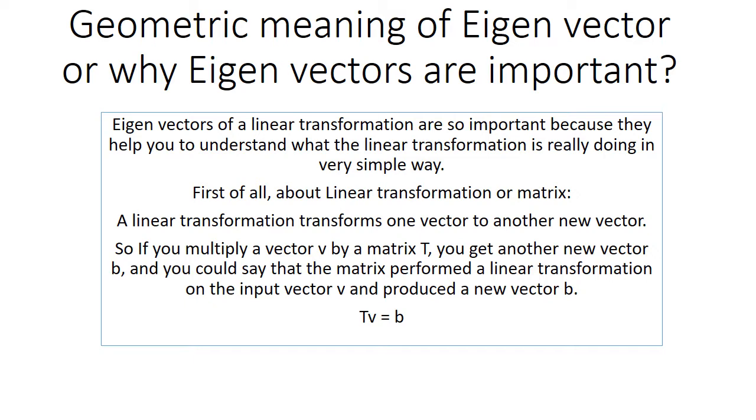First of all, about linear transformation or matrix. A linear transformation transforms a vector to another new vector. So if you multiply a vector v by a matrix T, you get a new vector b, and you could say that the matrix performed a linear transformation on the input vector v and produced a new vector b. Here is how it is written mathematically: the matrix T acting on vector v produces a new vector b. So Tv is equal to b.